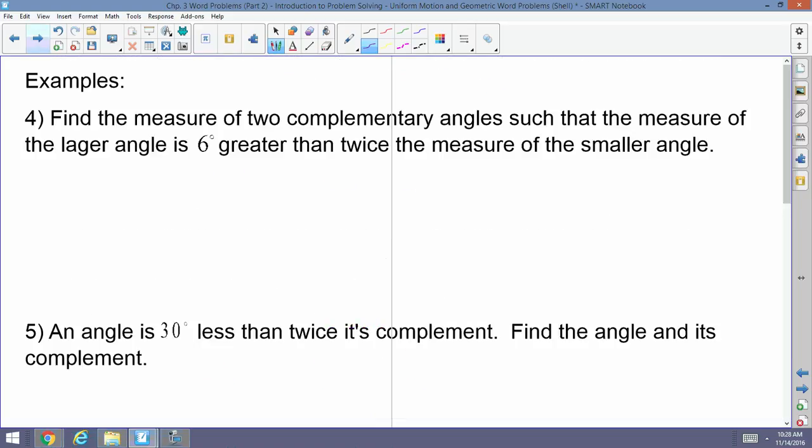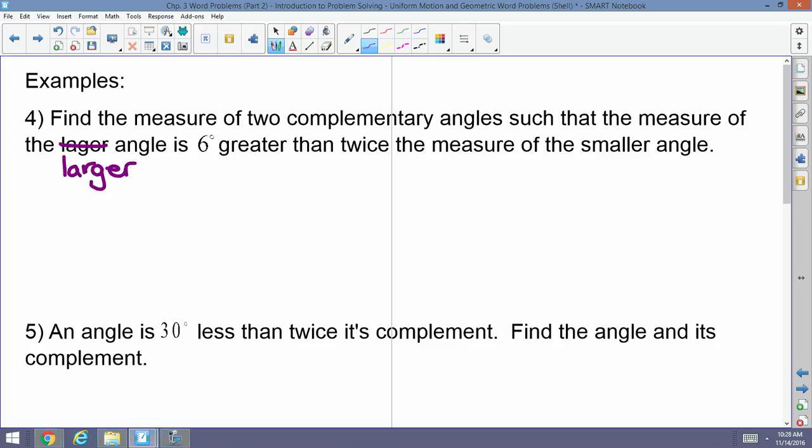Find the measure of two complementary angles such that the measure of the larger angle is 6 greater than twice the measure of the smaller angle. Huh? What? Okay, let's just focus and let's make a little table. Find the measure of two complementary angles such that the measure of the larger angle, and I put lagger angle. It's not lagger, it's larger.